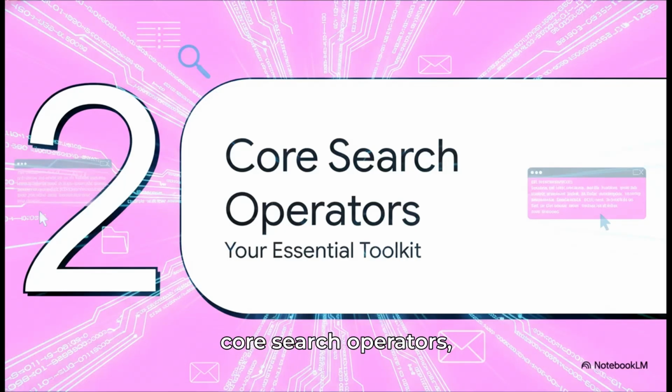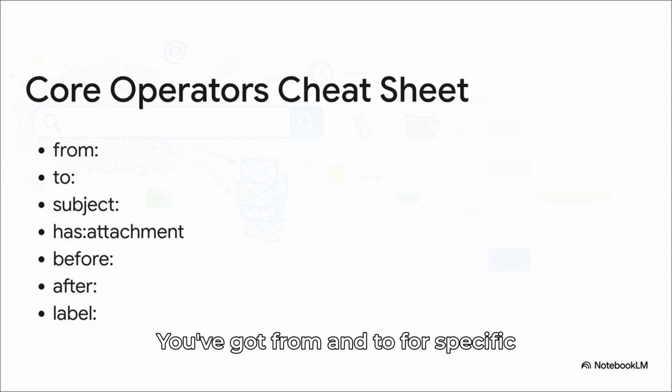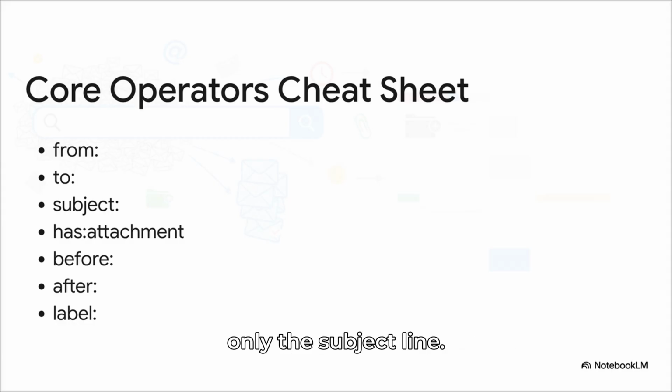Section 2. Mastering core search operators, your essential toolkit. If you want to be fast, you have to start treating the Gmail search bar exactly like a command line interface. Here's your core operators cheat sheet. These are the absolute basics you just got to memorize. You've got from and to for specific senders and recipients. Subject to search only the subject line. Has attachment, which is a total lifesaver. Before and after for dates. And label to search within specific folders.